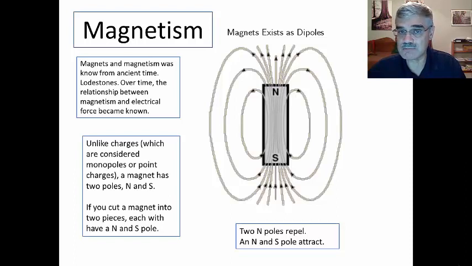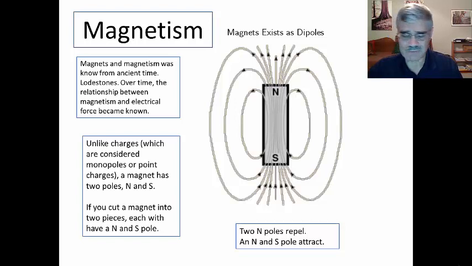And over time, as we will see, the very important relationship between magnetism and the electrical force became known. In the previous lecture, we saw that charges can be considered to be monopoles, or point charges that radiate out in all directions. A magnet is different in that it has two poles, traditionally called north and south, the north pole and the south pole.